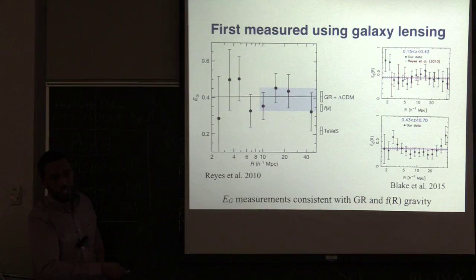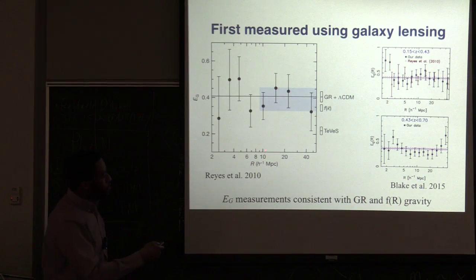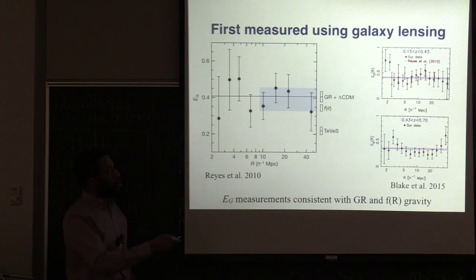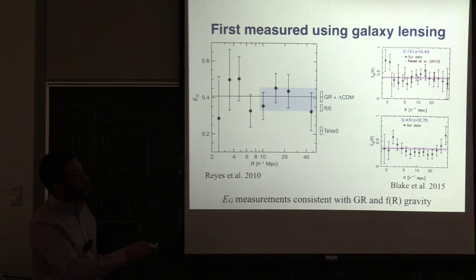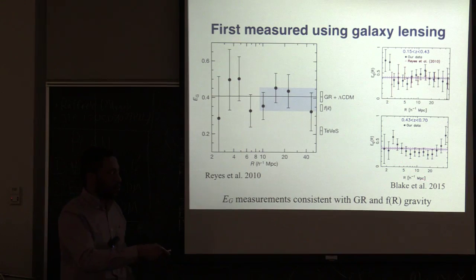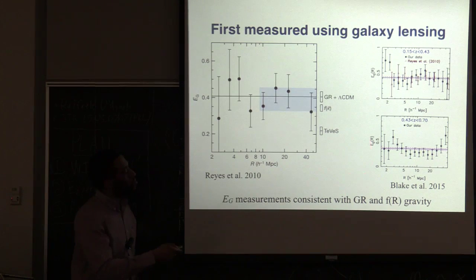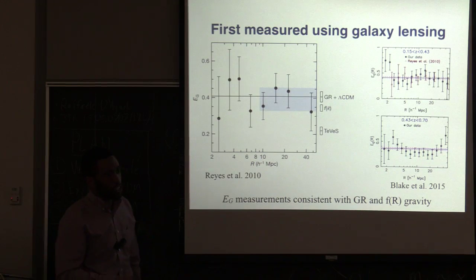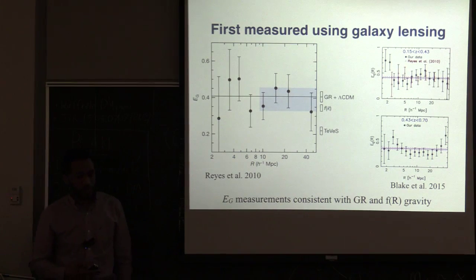Here is the first measurement of E_G using galaxy lensing. Specifically, the measurements used to constrain GR are between 10 and 50 megaparsecs. This has been extended to even smaller scales recently by Chris Blake using data from CFHT, the CFH telescope. And notice that the largest scales probed here are about 50 megaparsecs.